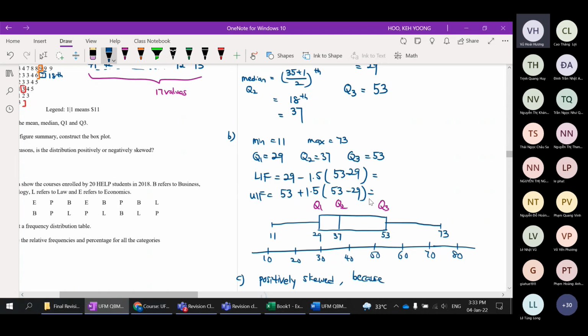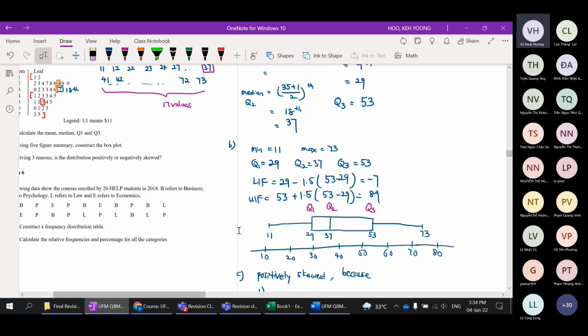In that case, my lower inner fence will be a negative value. It doesn't matter. Then 53 plus 36 is 89. So the range is even wider now. Negative 7 and 89. Thanks. So all the data are still between negative 7 and 89, right? So there are no outliers.